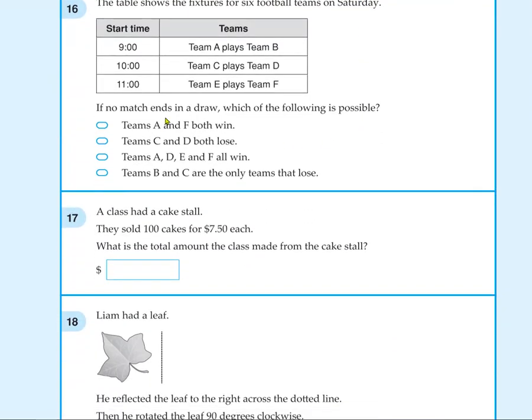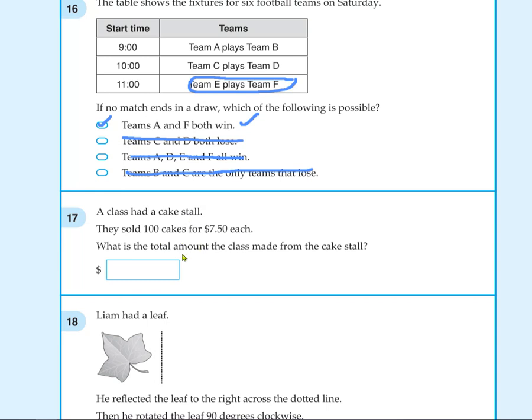Fixtures, if no match enters the draw, which is possible. A and F can both win. C and D can't both lose because they're playing each other. A, D, E, and F can't all win because there's 4 teams there. And B and C are the only teams that lose? No, because there has to be a team that loses third. So I was just double checking, but yeah, this one was always going to be the right one.